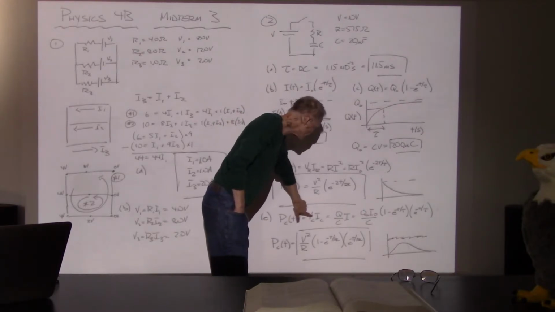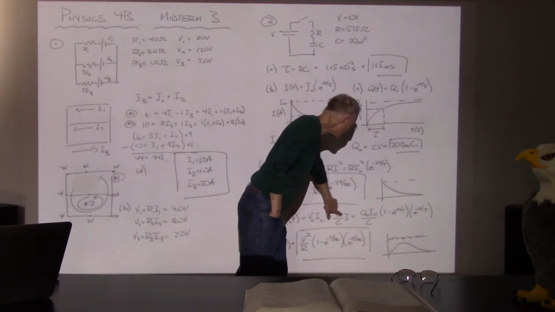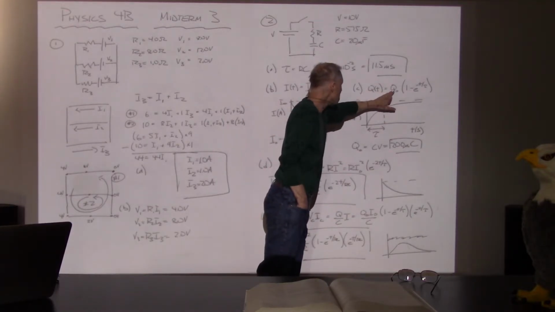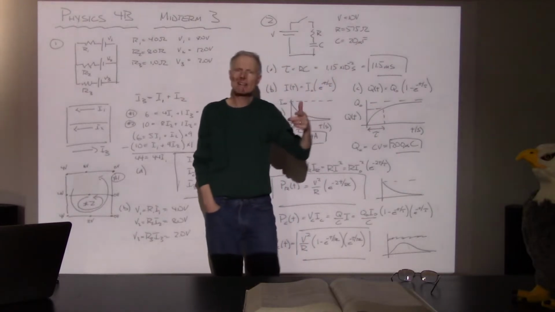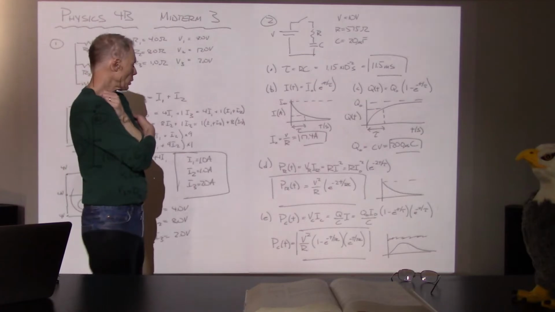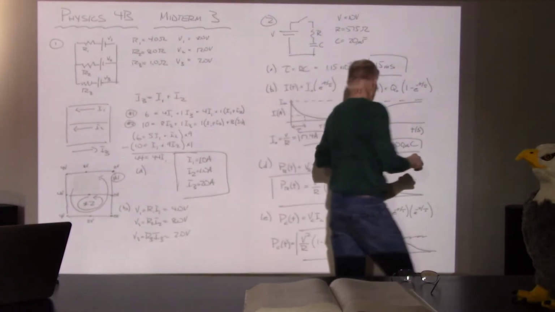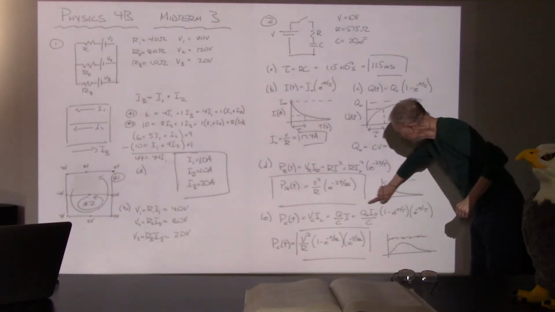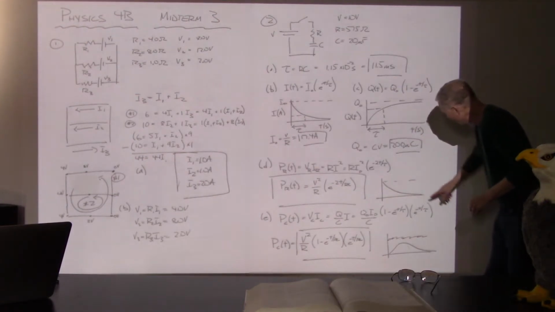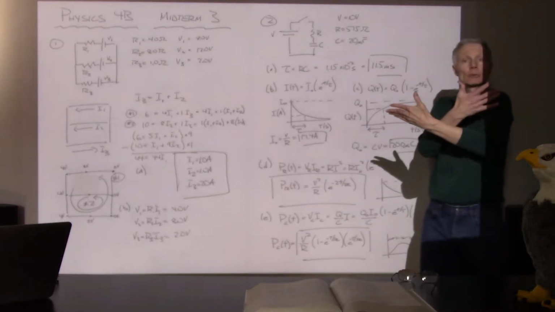So I took the voltage and rewrote it as Q over C, and the Q has time dependence. The Q time dependence is Q naught times 1 minus e to the minus t over tau. All right, so that's what I did. And so I got one factor of time dependence from the Q, and one factor of time dependence from the current, and they're opposing each other.